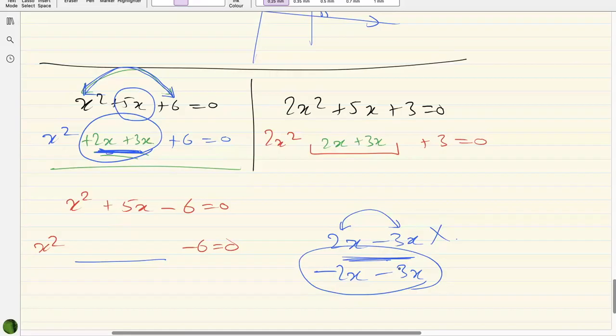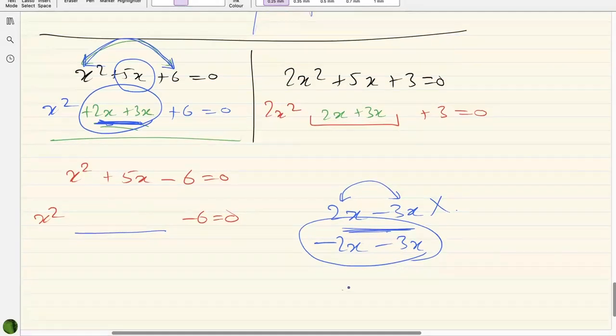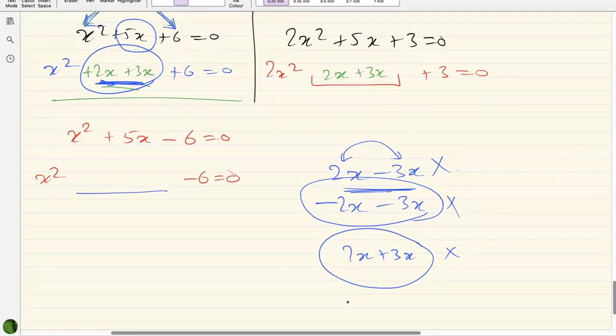Negative 2x plus 3x. When we multiply, what do we get? Negative 6x square. That's correct. But what do we get when we add them?